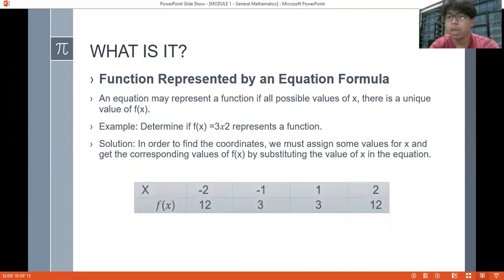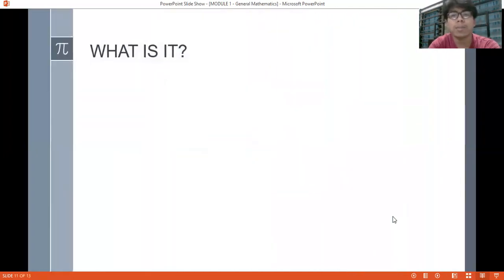So here is the table. If the value of x is -2 and we substitute it in the formula, we get the f of x of 12. If -1 is the value of x, we have 3 for f of x. And if you substitute +1, we have 3. Same goes with this one: if the value of x is 2, the f of x is 12. Next.